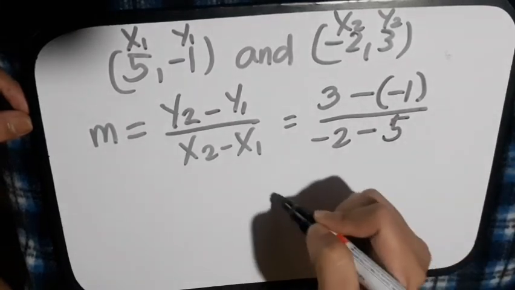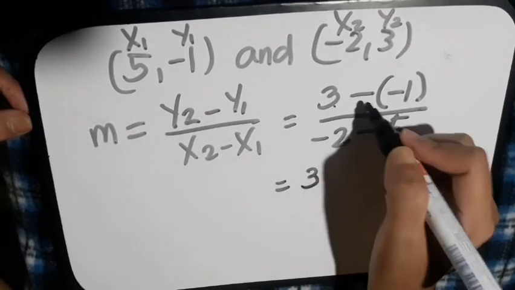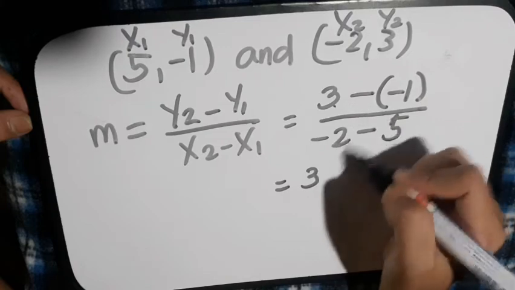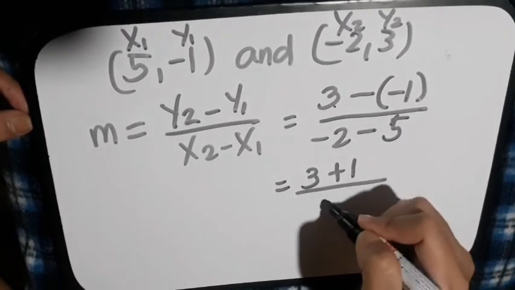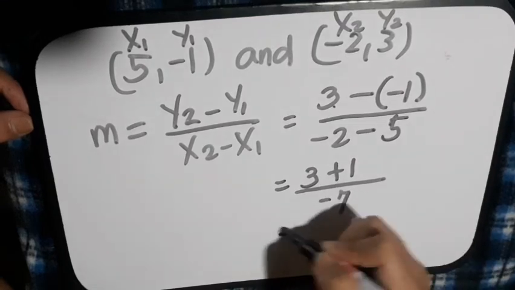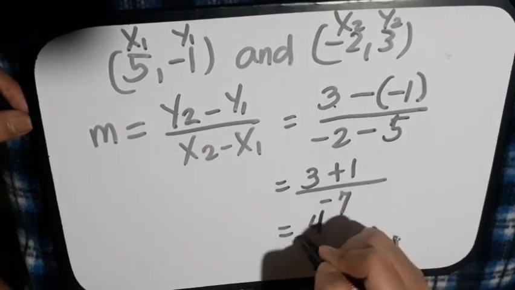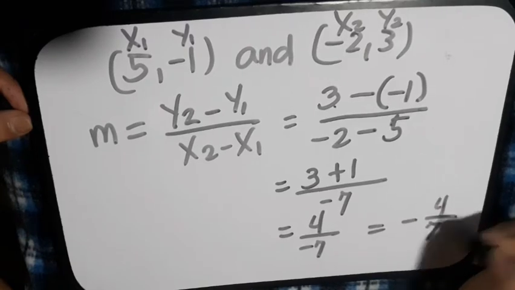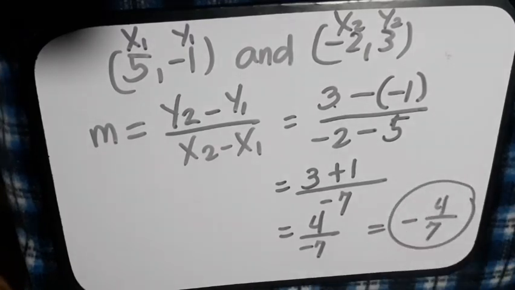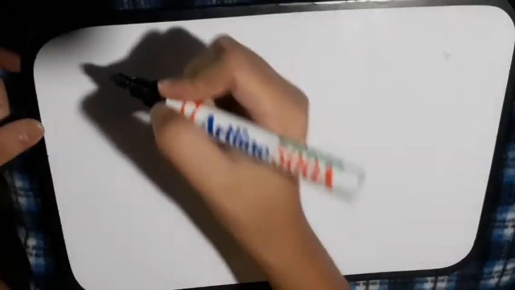Then we need to simplify it. So 3 minus negative 1 is the same as 3 plus 1 over our negative 2 minus 5 is negative 7. So 3 plus 1 is equal to 4 over negative 7, or simply negative 4 over 7. That would be the slope of the 2 points. Okay, let's try another example.